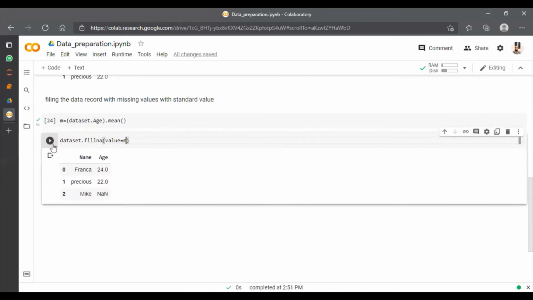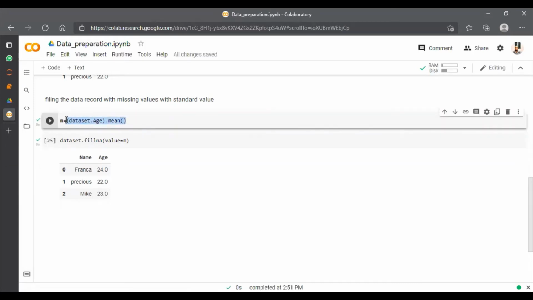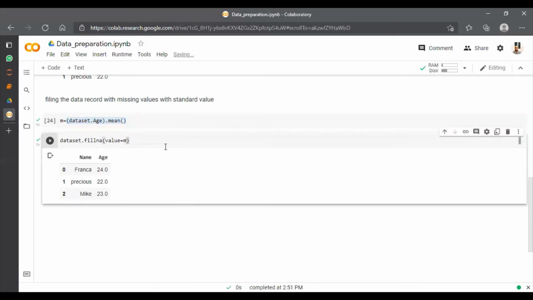So this means that you replace your values with the mean. Did you get that? Now, instead of this m, can we just put the whole formula, like value equal to dataset.age.mean()? Yes, it's possible. It's going to work like this. So it means that you replace your missing values with the mean of age. Do you understand that? Okay.